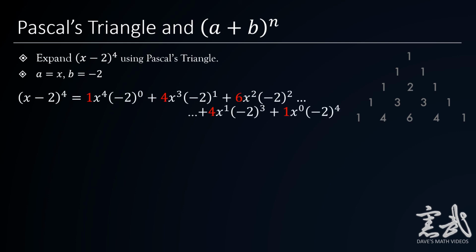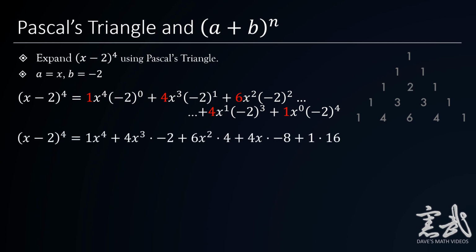So if we do this and we follow the pattern, we get (x - 2)^4 is 1 times x^4 times (-2)^0 plus 4 times x^3 times (-2)^1 plus 6 times x^2 times (-2)^2 plus 4 times x^1 times (-2)^3 plus 1 times x^0 times (-2)^4.